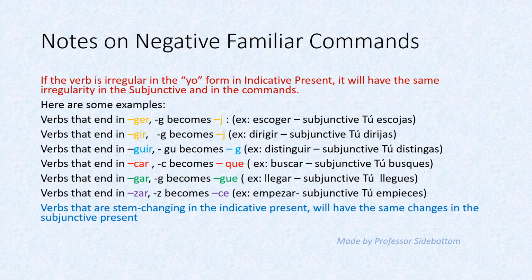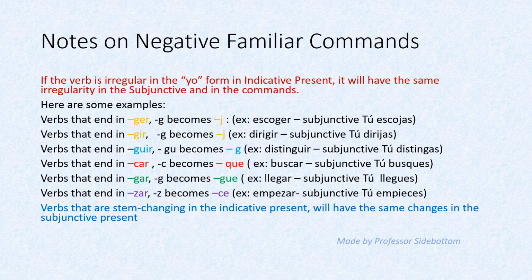Here are some examples. The verb escoger, the subjunctive tú escojas, the G goes to J, the same J from the yo indicative present. The verb dirigir, tú dirijas in subjunctive, the same way G goes to J. Distinguir, distingas in the subjunctive. And then we have the verbs that end in car, gar, zar, where car goes to que, gar goes to gue, and zar goes to ce. For example, buscar, tú busques, llegar, tú llegues, empezar, tú empieces.